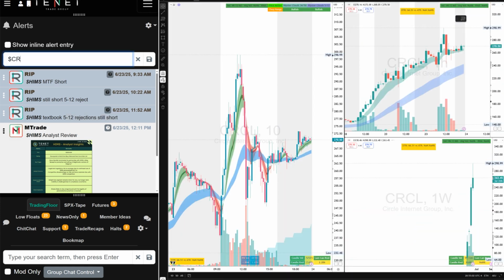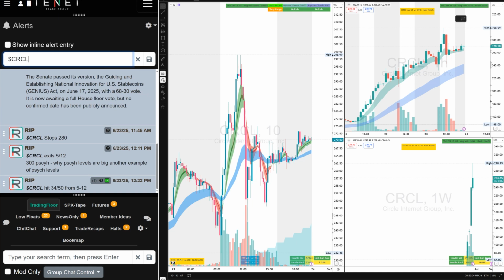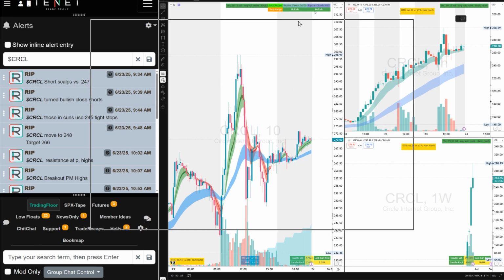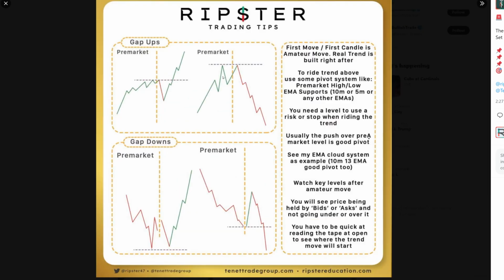So Circle, this is a great example if you do not understand my teachings of the amateur moves and trend moves. Let me teach you that. What's the difference? Let's see if I can find that screenshot that I've been talking about. So this is an amateur versus trend move. I will retweet it, but pause it, learn it. What is amateur versus trend move?